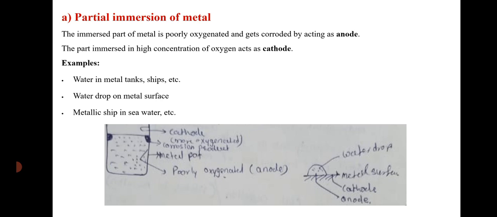So firstly, we focus on the partial immersion of the metal. When the metal is partially immersed in water, the immersed part is poorly oxygenated and acts as an anode. The exposed part is rich in oxygen and acts as a cathode. Examples are a metal water tank, a ship in seawater, and water droplets on a metal surface.